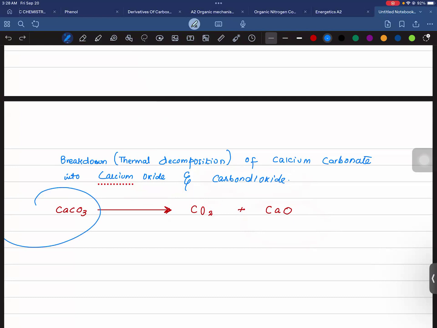CaCO3 is your calcium carbonate. Yeah, but what is it reacting with? So when it thermally decomposes, you are going to provide heat to this calcium carbonate, so it would be breaking down into smaller pieces, that is, calcium oxide and carbon dioxide.